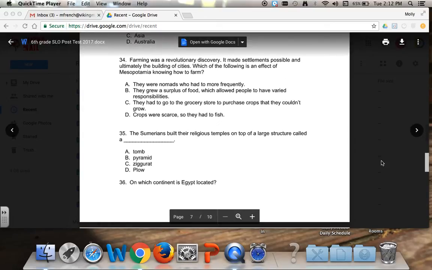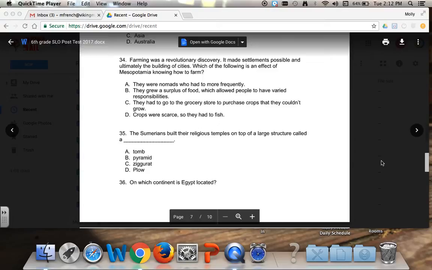Number 34. Farming was a revolutionary discovery. It made settlements possible and ultimately the building of cities. Which of the following is an effect of Mesopotamia knowing how to farm? A. They were nomads who had to move more frequently. B. They grew a surplus of food, which allowed people to have varied responsibilities. C. They had to go to the grocery store to purchase crops that they couldn't grow. Or D. Crops were scarce, so they had to fish.